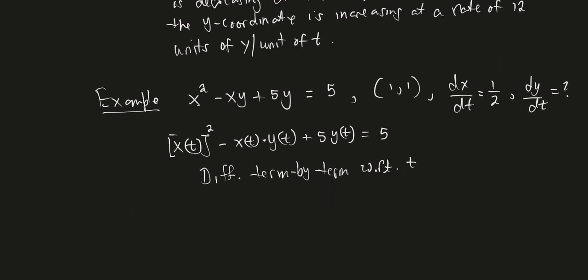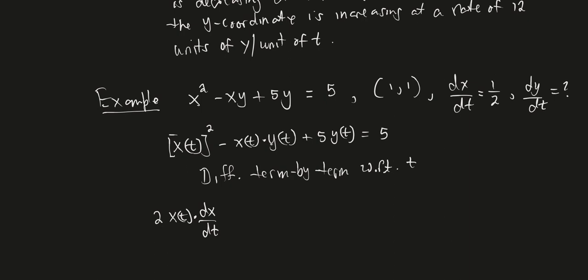Well, for this one, I need the chain rule. So bring down the 2, keep the x of t, and then subtract 1 from the power, and then I have to multiply by the derivative of the inside. So there I'll get dx dt.